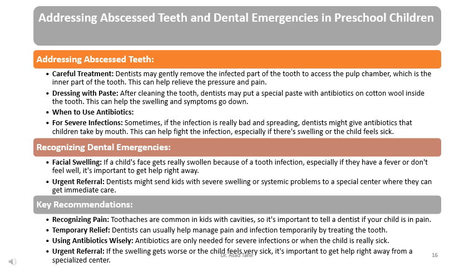Recognize dental emergencies. Facial swelling. If a child's face gets really swollen because of a tooth infection, especially if they have a fever or don't feel well, it's important to get help right away. Urgent referral. Dentists might send kids with severe swelling or systemic problems to a special center where they can get immediate care.